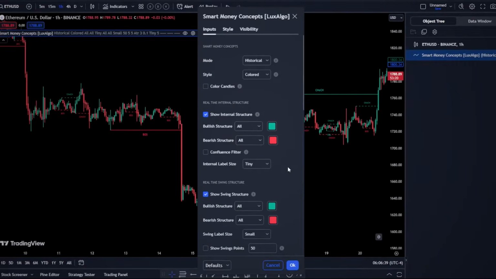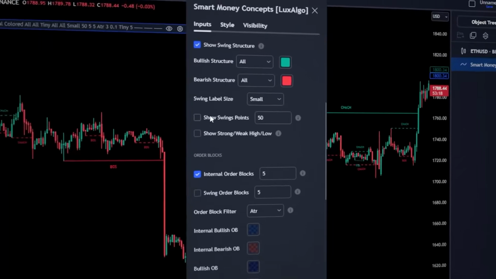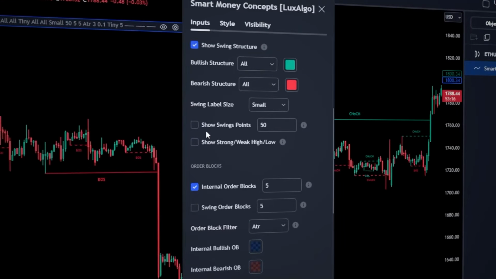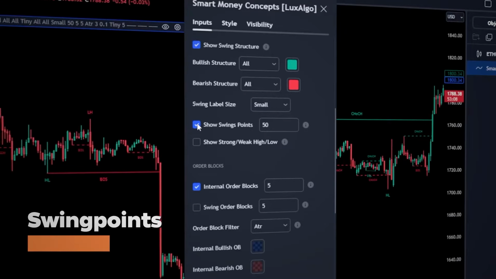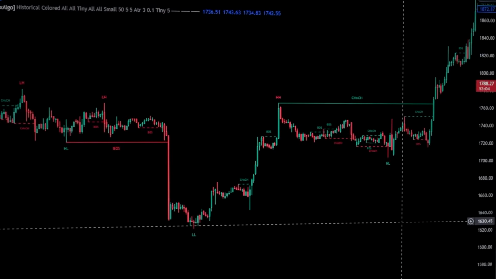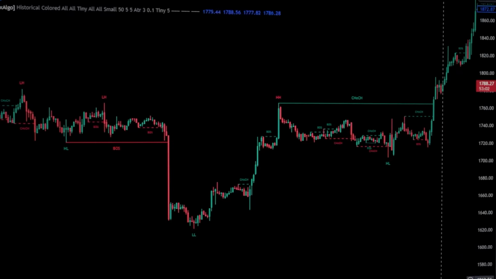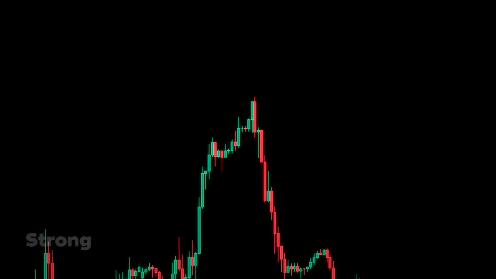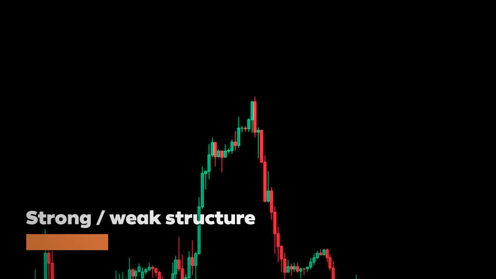In the market structure section, we can also see two additional options that we can turn on. We have swing points and strong or weak highs and lows. I recommend playing around with these and seeing what works best for you. But when we turn on swing points, we can see more labels are added to our chart. This option is to highlight significant points of structure, like whenever it makes a higher high or lower high, etc. Strong or weak highs and lows are specific points of structure that meet this criteria.